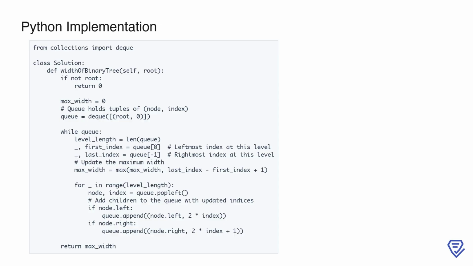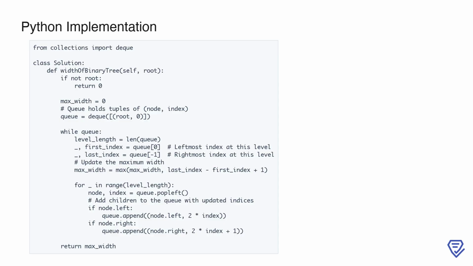The index represents the position of the node in a hypothetical complete binary tree. 4. Level processing loop. The outer while loop iterates as long as there are nodes in the queue. For each level, the level_length captures the number of nodes at the current level. The first_index and last_index are extracted from the indices of the leftmost and rightmost nodes in the queue. The width of the current level is calculated as last_index - first_index + 1, and used to update max_width.